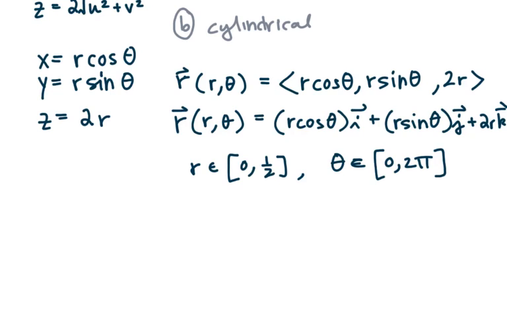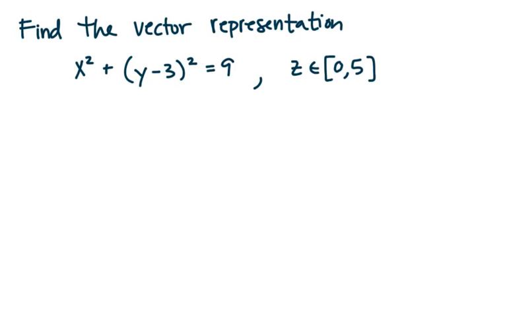I know I said that was the last one, but let's just do one more. So we have one more: x squared plus y minus 3 quantity squared equals 9 for z between 0 and 5. So what is this type of equation? What surface does this represent? This is a cylinder. So cylindrical parametrization makes sense. This shape here is a cylinder. So how could I define that using cylindrical parametrization?